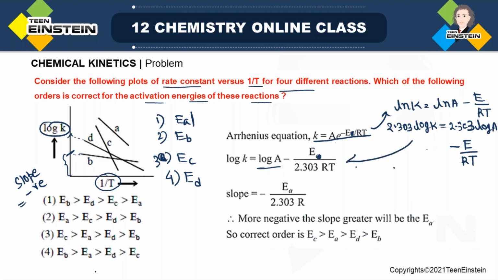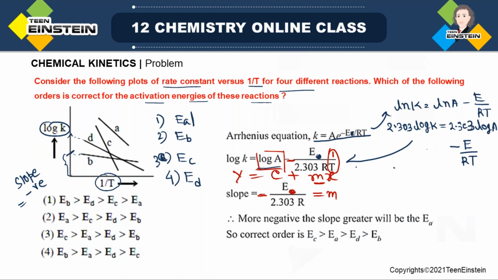Now if we compare this equation with the straight line equation, which has an intercept, y equals c plus mx. We are seeing this equation frequently. We have already used this equation once, right? So this is the intercept, that is c, but we are not interested in the intercept, because we are interested in the slope, that is the m value. This slope is actually minus E by 2.303 R, because if you compare these two equations, X is 1 by T. So the rest of the part will be the slope, that is m.